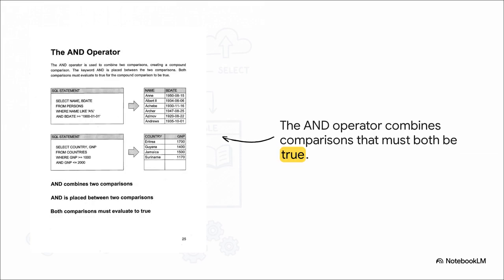You can even make your query super demanding by stacking your requirements. Enter the AND operator. Let's say you want countries where the gross national product is greater than or equal to 1,000 and it's less than or equal to 2,000. By sandwiching that AND operator between your two rules, both of those conditions must be perfectly true for a row to show up. It's the perfect way to drill down to a laser-focused data set.